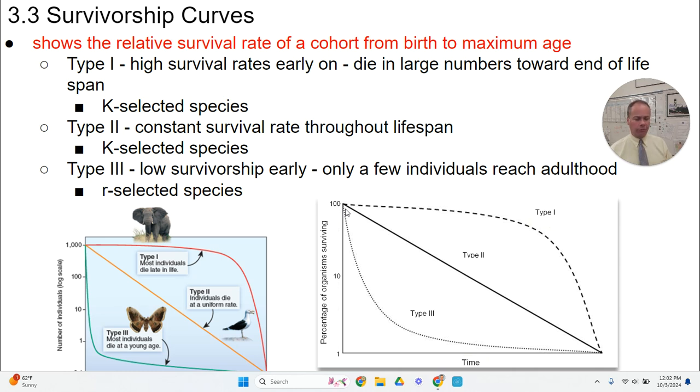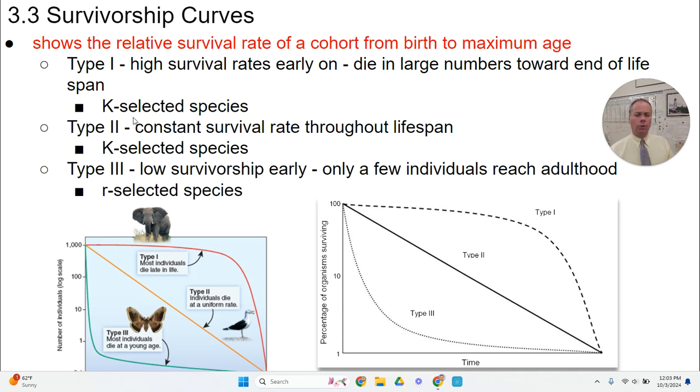Many of those tadpoles, if a frog lays thousands of eggs and they get fertilized, the vast majority of them do not survive into adulthood. Only a small percent do. And that's what the type 3 survivorship curve shows us. This is typical of r-selected species, that many of the offspring don't survive, but the ones that do can typically live out their lifespan. And so these are the three types of survivorship curves: type 1, type 2, and type 3.